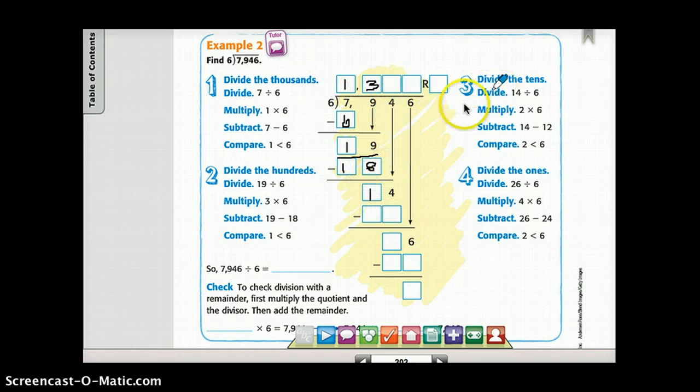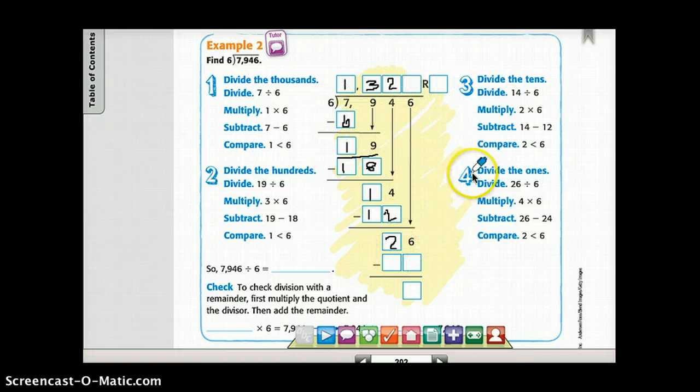Now we're on step 3, dividing the tens place. How many times does 6 go into 14? Well, it goes into it twice. 2 times 6 is 12. 14 minus 12 is 2. Is 2 less than 6? Yep, so I have to bring down again.